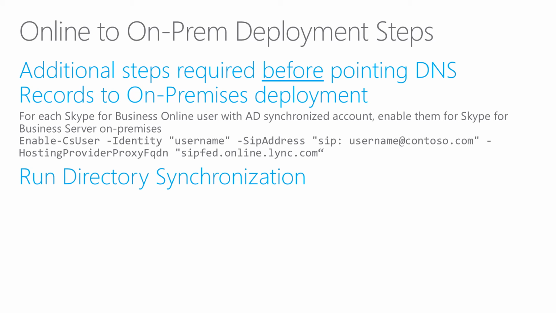Regarding the online to on-prem deployment steps, this is the specific case where you had an online environment and now you are creating a hybrid, building the on-premises part. Before pointing the DNS records back on premises, which is a step you will have to do at a certain moment, for each Skype for Business Online user with an Active Directory synchronized account, you need to enable them for Skype for Business on premises, and for that you need to run the command Enable-CsUser. And after that you need to run directory synchronization.